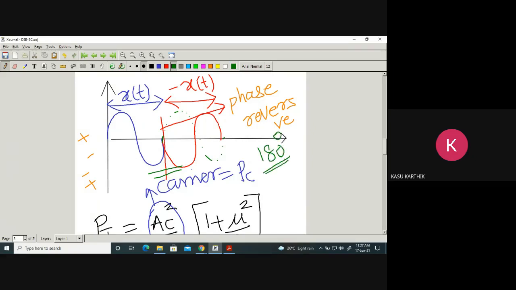180 degrees. A phase shift of 180 degrees, or phase reversal, which means x of t becomes minus x of t, or minus x of t becomes x of t. The sign changes, positive to negative or negative to positive. That is called phase reversal. Is it okay? The waveform changes its sign.